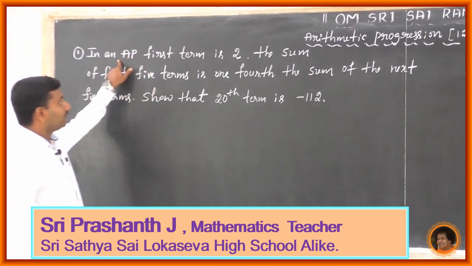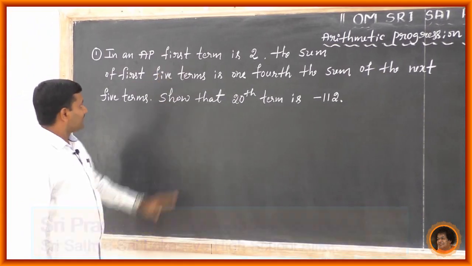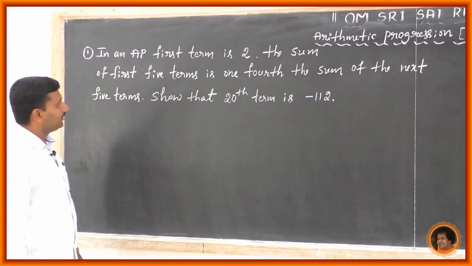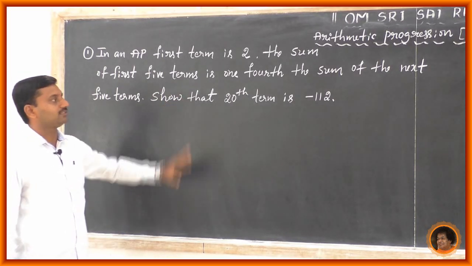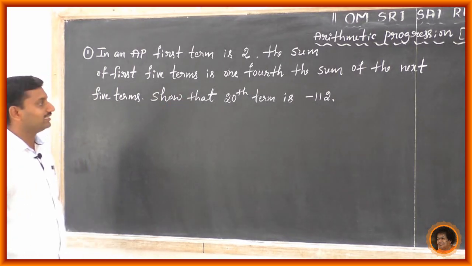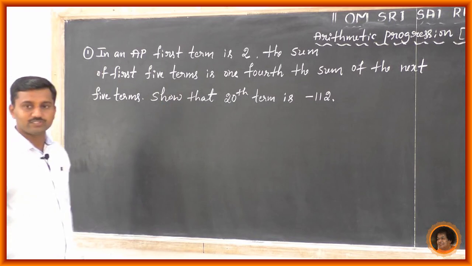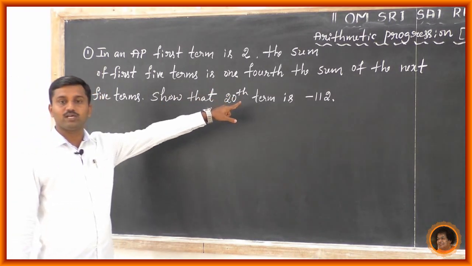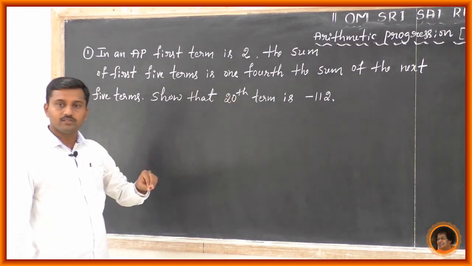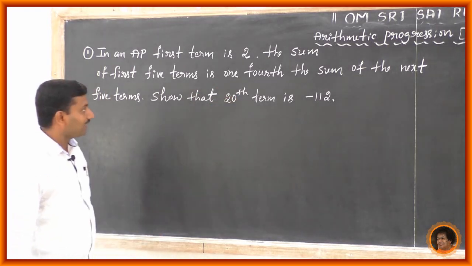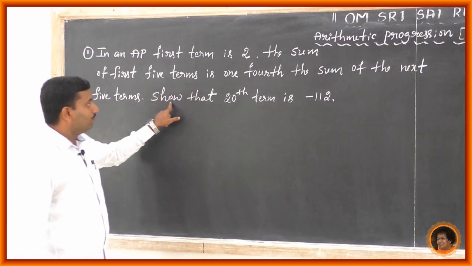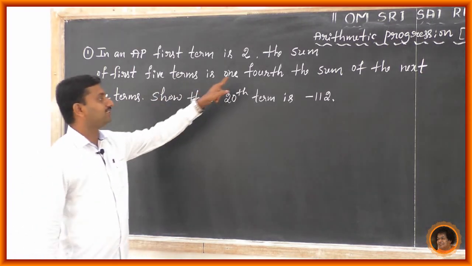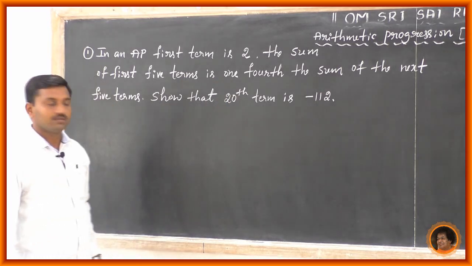In an AP, the first term is 2, the sum of the first 5 terms is 1/4 the sum of the next 5 terms. Show that the 20th term is minus 112. Go through the question clearly. The question may be like this: find the 20th term, or show that the 20th term is minus 112.